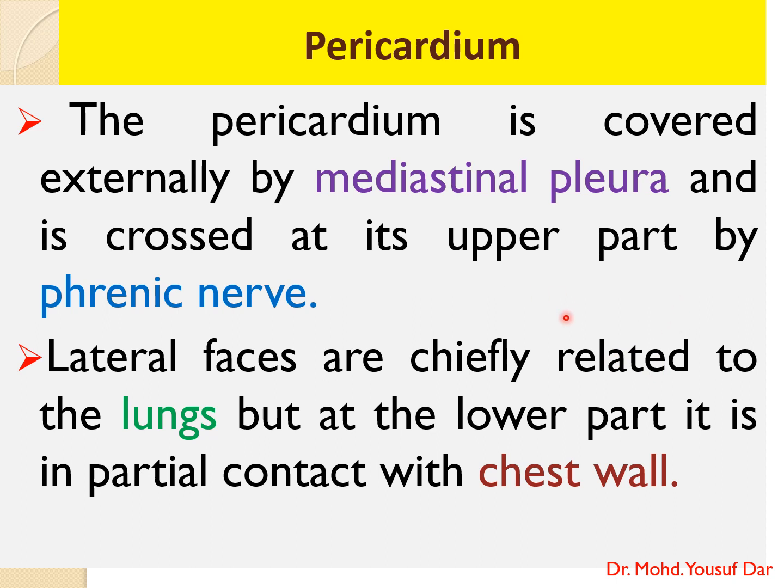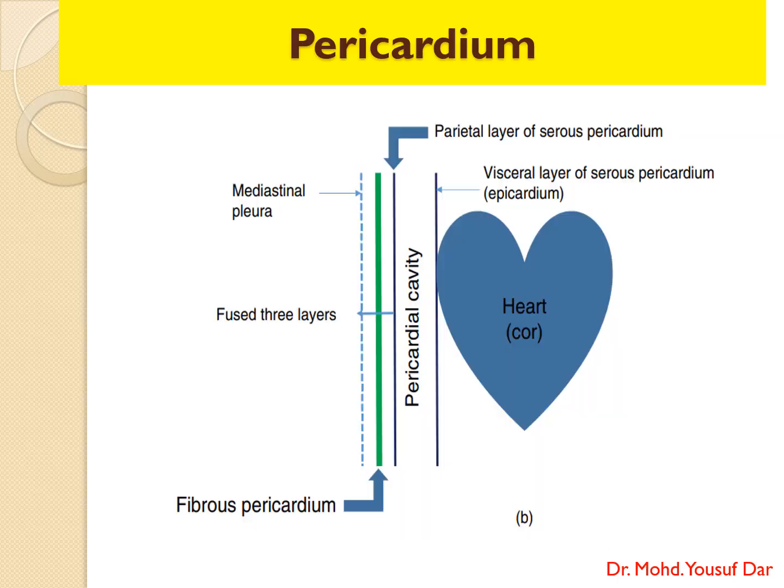So the pericardium is covered externally by the mediastinal pleura and is crossed at its upper part by the phrenic nerve. The lateral faces are chiefly related to the lungs, but at the lower part it is in partial contact with the chest wall. So here you can see the mediastinal pleura, then the fibrous layer of the pericardium and the parietal layer. These three layers are fused, and between the visceral and the parietal layer is the pericardial cavity. The visceral layer of the serous pericardium is known as the epicardium.